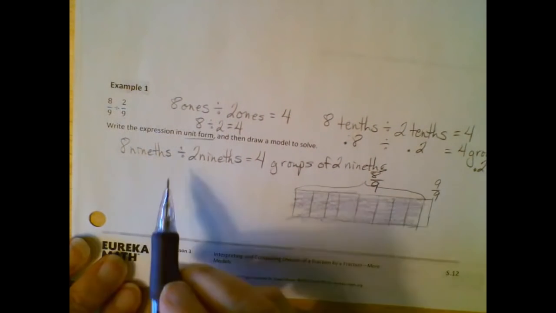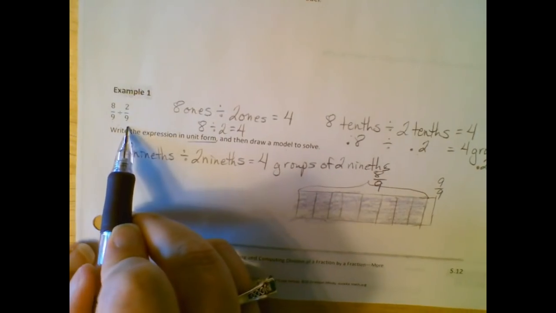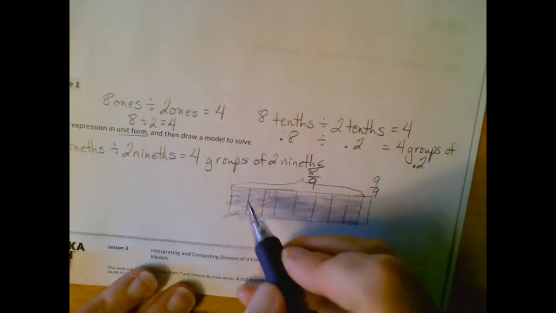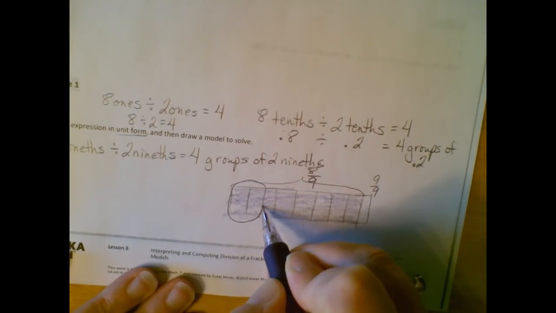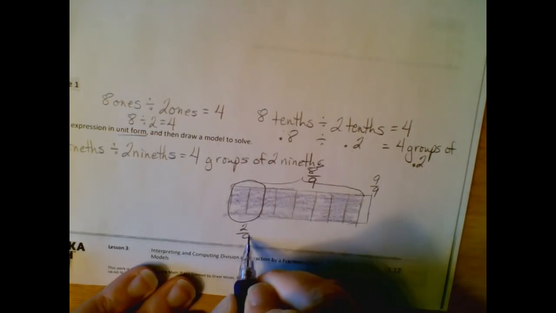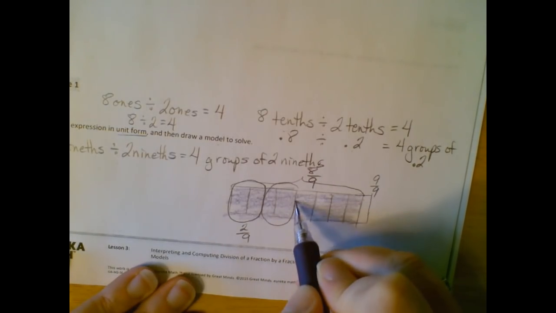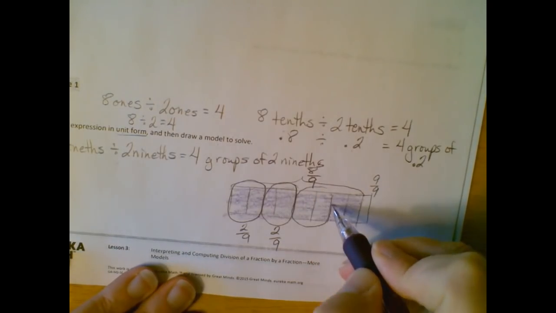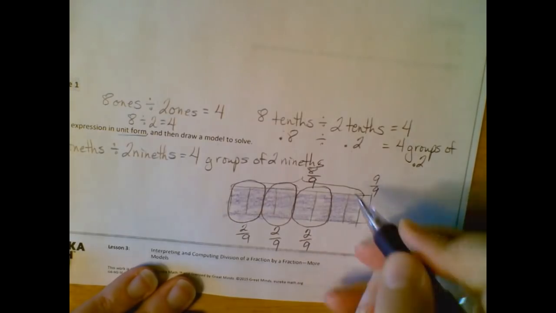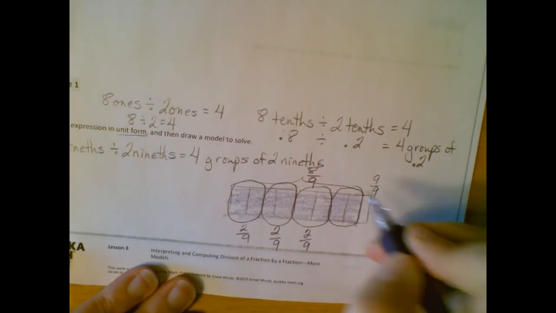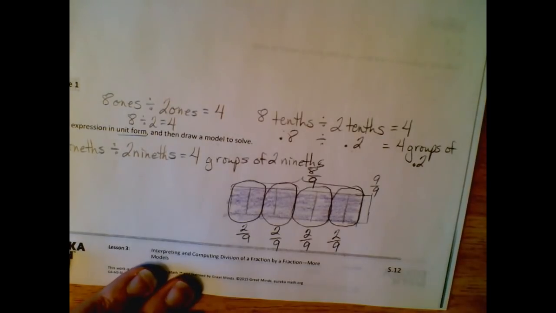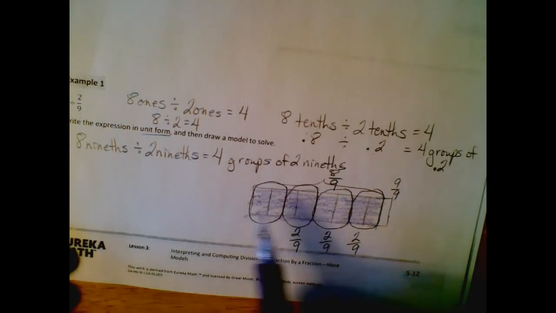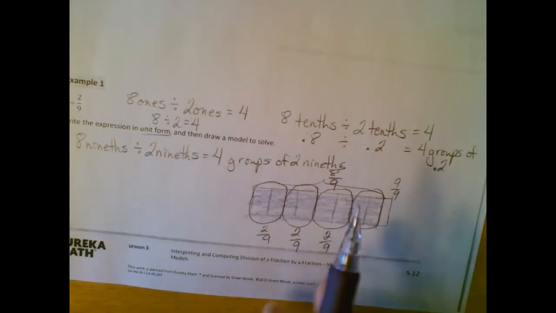And what I'm doing is breaking that 8/9 into groups of 2/9. So I've got my 8/9. I'm going to break it into groups of 2/9. There's one group of 2/9, another group of 2/9, another group of 2/9, and I do have another full group of 2/9. So therefore, it looks like 1, 2, 3, 4 whole groups of 2/9, which is what we looked at over there as well.